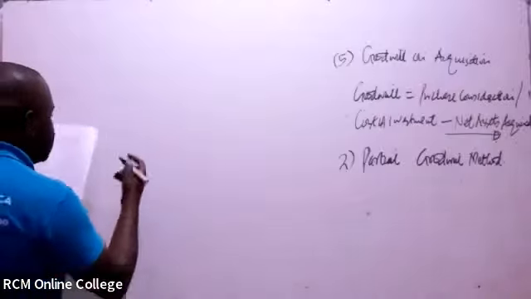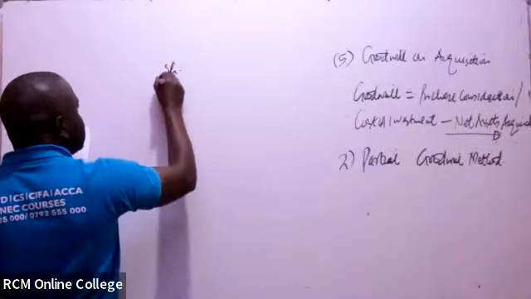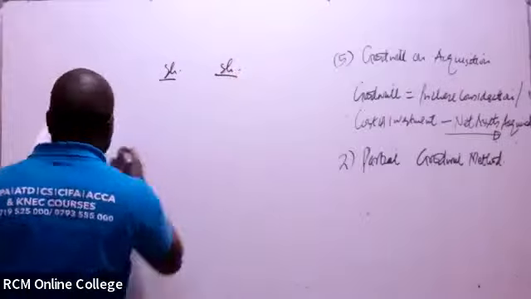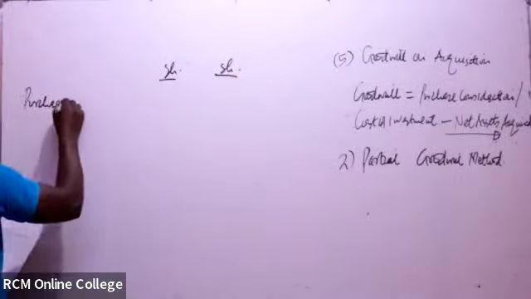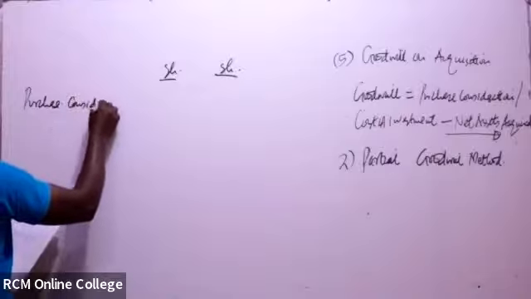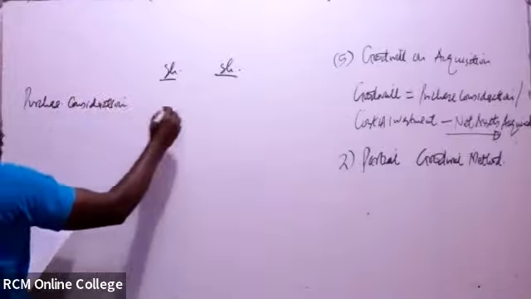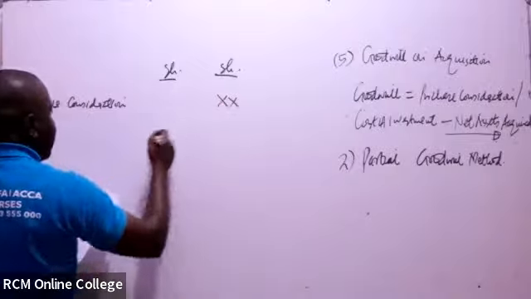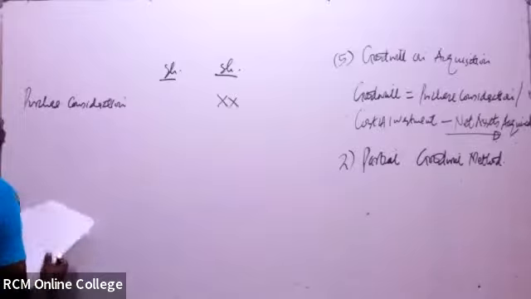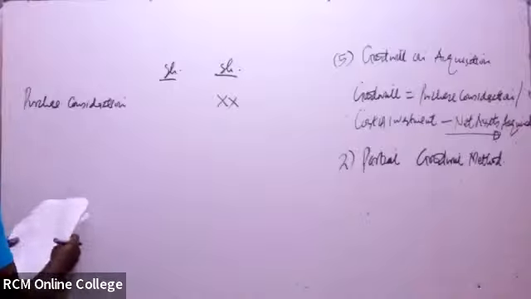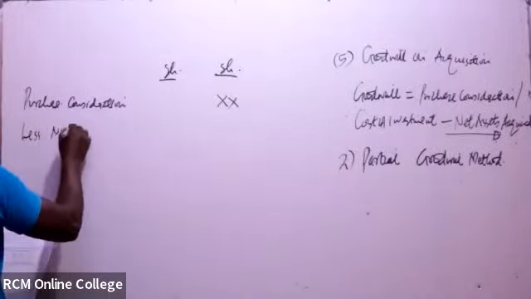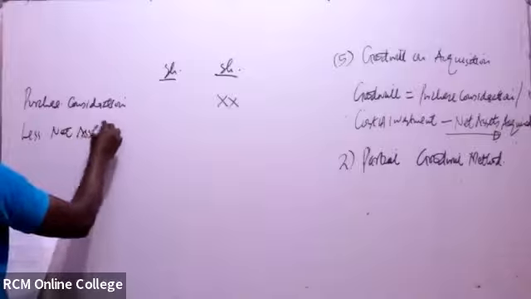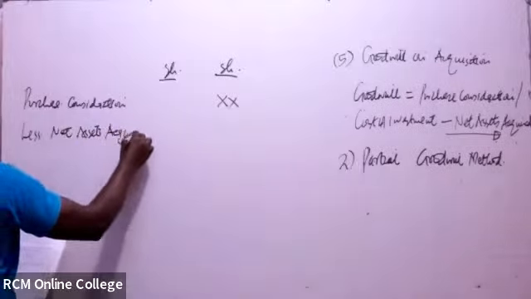This one now, you take the purchase consideration to put the figure there. But now you don't consider the fair value of NCI. So you go directly to less the net assets acquired.